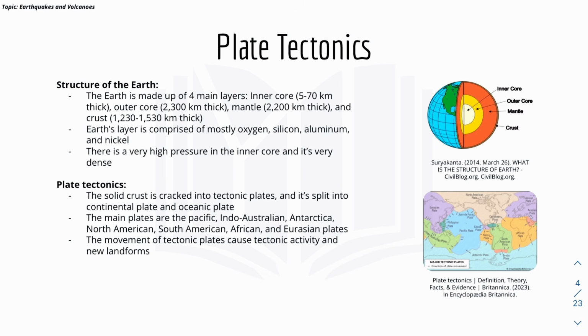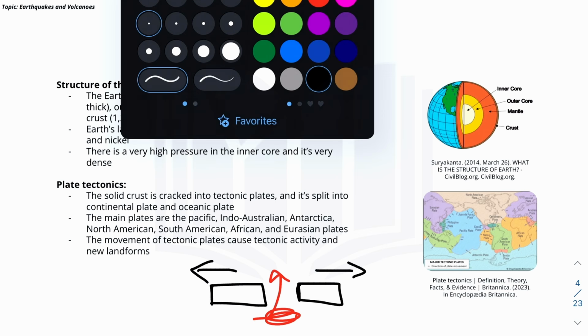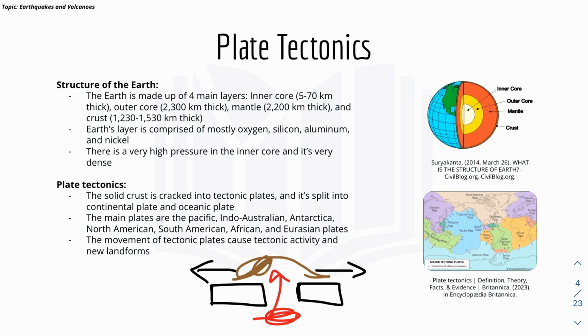And the main plates are the Pacific plate, Indo-Australian, Antarctica, North American, South American, African, and the Eurasian plates. And the movement of tectonic plates causes tectonic activities and new landforms. New landforms are formed at a divergent boundary, which we'll look more into later, but here's just a quick explanation. Let's say you have these two plates, right? If they're moving away from one another, it's diverging. This means that the magma from the bottom will rise up, and when it hits the ocean, it will cool down, forming new land. So this is where it forms a new landform, right here.